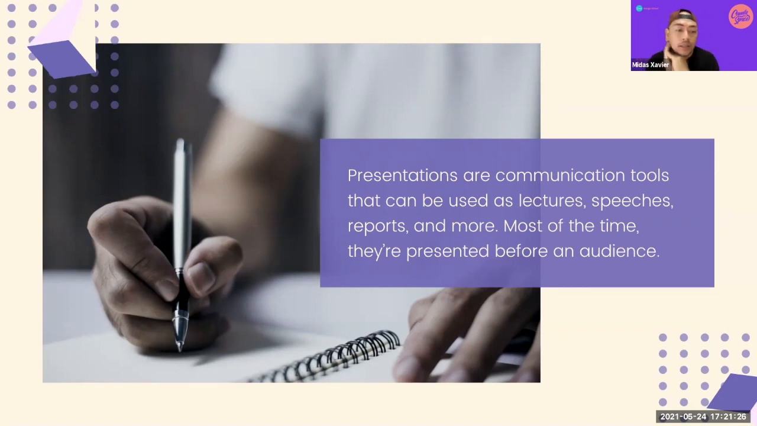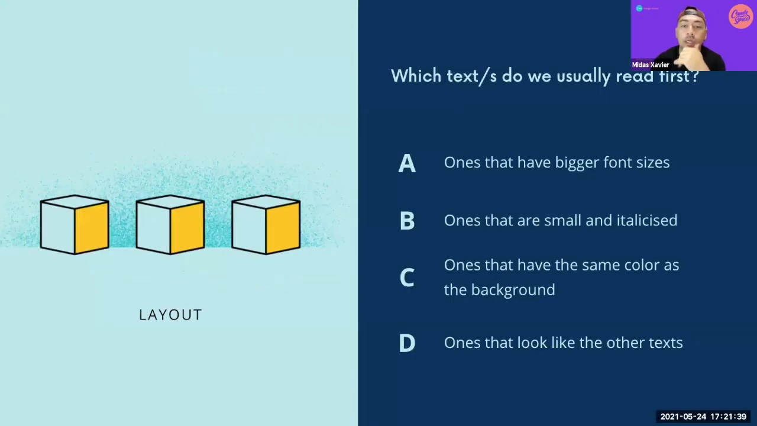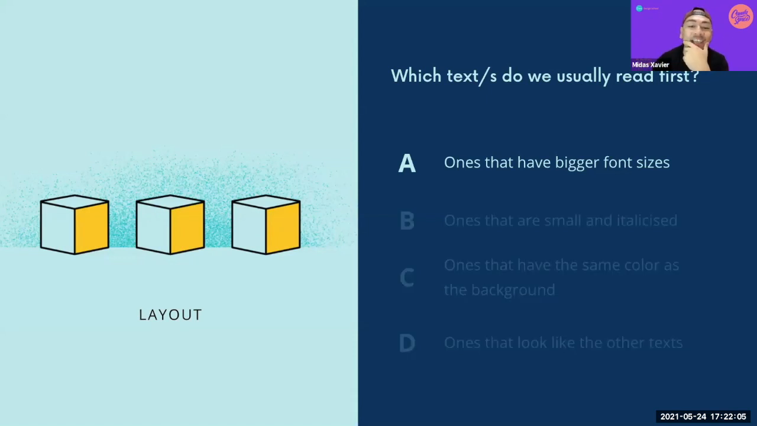Now, another knowledge check here. This is for layouts, just to check what we have learned in the first part of our webinar. It says here, consistency is cool. The question is, which text do we usually read first? A, ones that have bigger font sizes. B, ones that are small and italicized. C, ones that have the same color as the background. D, ones that look like the other text. Letter A. We have a winner here, unanimous. All right. If you answered letter A, ones that have bigger font size, you guys are correct.